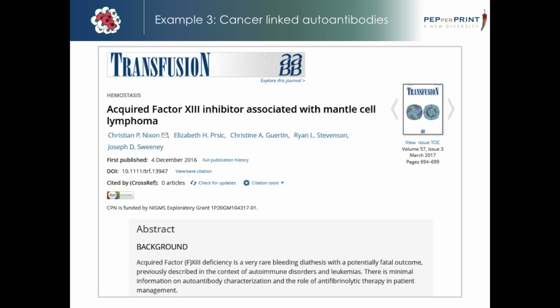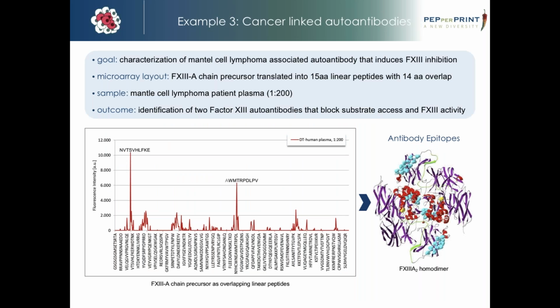So in the third case study, we're addressing the link between cancer and autoantibodies. In this study, a 79-year-old woman with a 3-month history of bruising and bleeding disorders came to the hospital. A lymph node biopsy revealed mantle cell lymphoma, and a blood test showed factor 13 activity of less than 3%. It was suspected that the essential blood clotting protein was inhibited by an autoantibody that had been produced by the lymphoma cells.